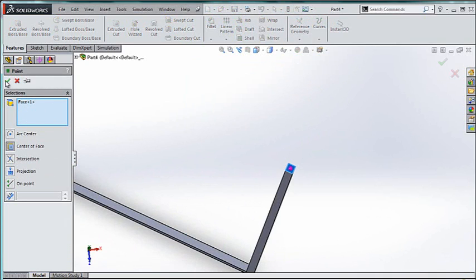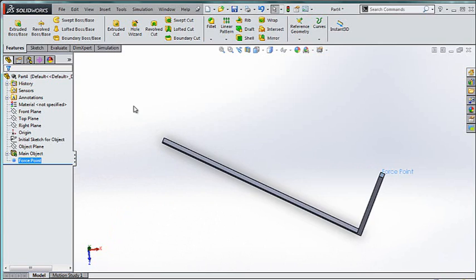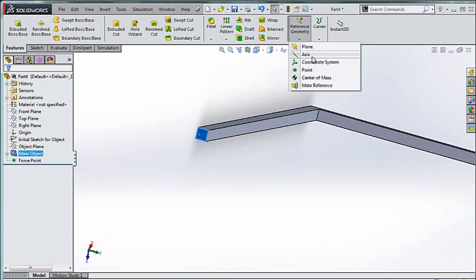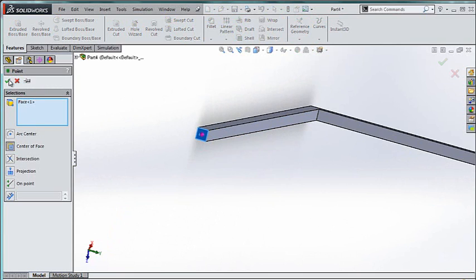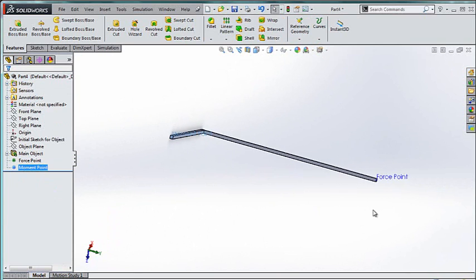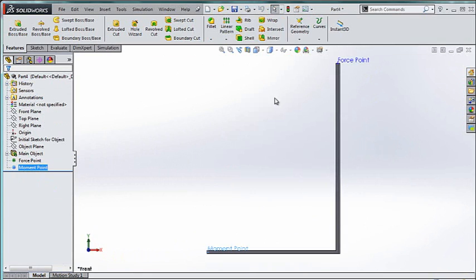So it says face, center, face, and I'm going to name this point my force point. And then I'm going to come over here, click on that, add another reference geometry, and this is my moment point. This is the point at which I'm going to look at my moment about. So I'll go ahead and go back to this guy. All right, beautiful.